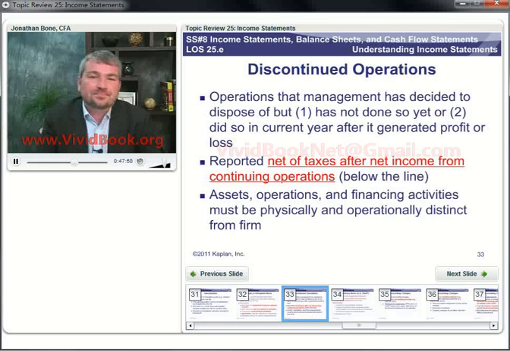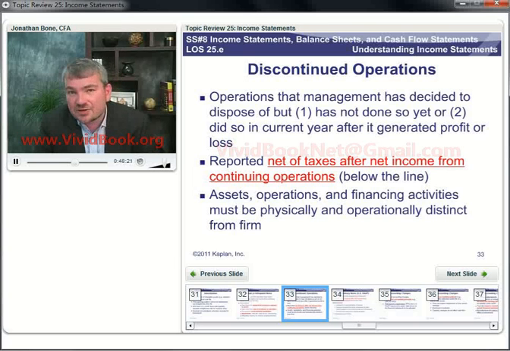Discontinued operations. These are operations where the management has decided to dispose of the operation, but either hasn't done so in the year or did so but part way through a year. Now the key point is, if you decided to dispose of it or did it so partway through this year, it's not going to generate earnings in future periods. As a result, we want to keep its operating results, i.e. its sales, its cost of goods sold, its gross profit, its sales general and admin, its operating profit, etc., distinct from the continuing operations of our business.